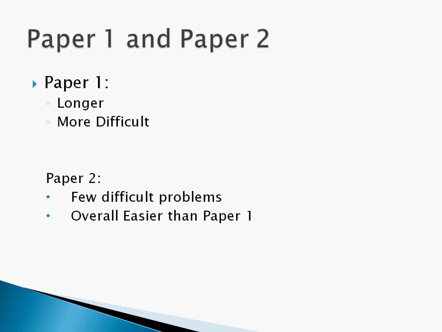If you look at paper 1 and paper 2 individually, paper 1 would have probably taken you more time because it had longer questions, and on average it had more difficult questions. There were a few easy ones there, but by and large paper 1 was more difficult than paper 2. Paper 2 had a small number of difficult problems, but overall it was easier than paper 1, and it would have been finished quicker than paper 1.